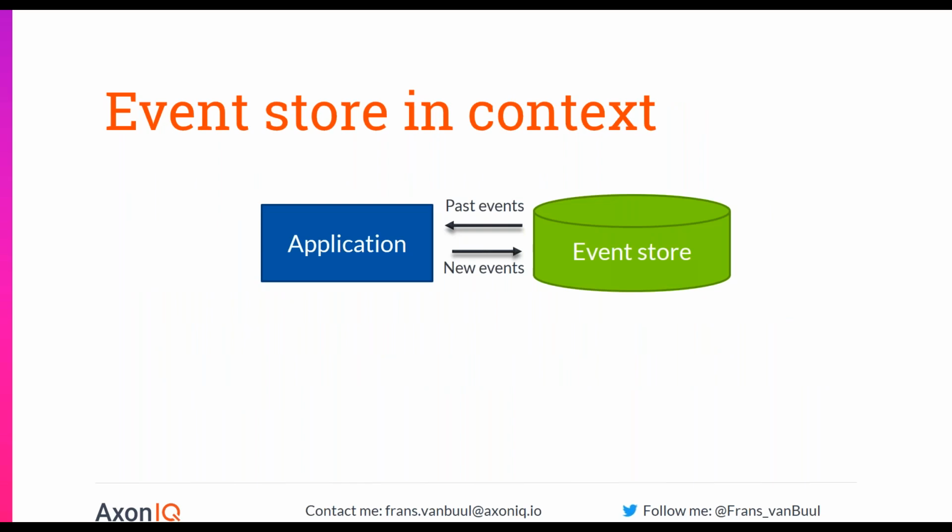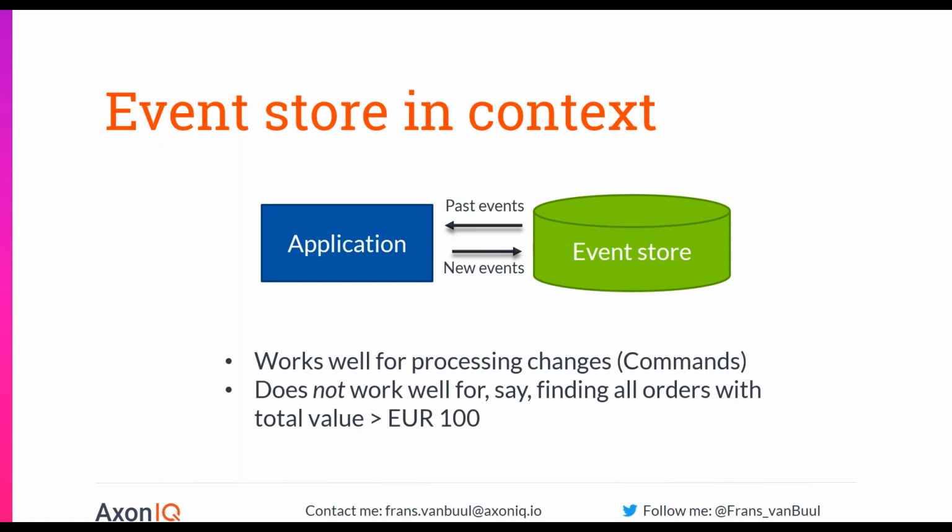If you look at the event store in the context, then the event store obviously communicates with the application. The application reads past events from the event store, and it appends new events to the event store as they happen. This works well for processing changes, for commands being sent to the system. But if the application would like to know all orders with a total value of more than 100 euro, that would be a very expensive operation, because the only way that the event store could execute that would be by replaying all events, taking into account what was added and removed from orders, so that wouldn't really function.